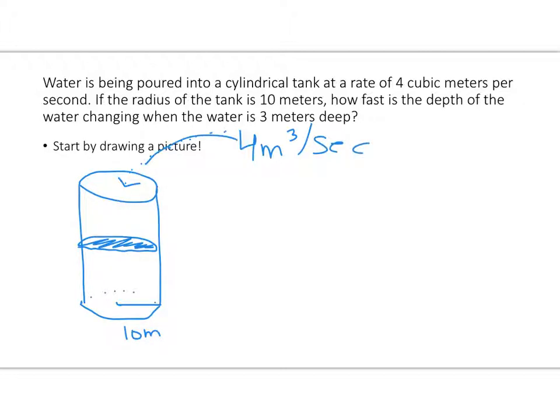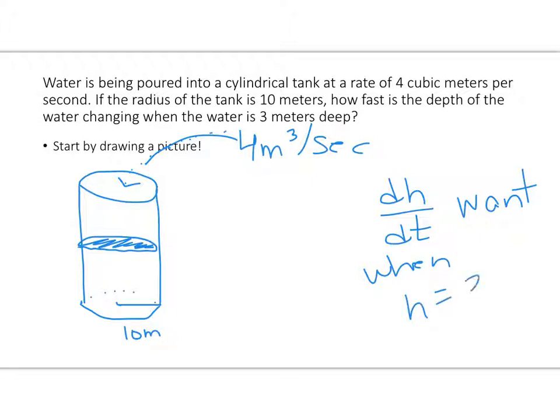It said the radius was 10 meters. They want to know how fast is the water changing, so the height, so the change in height with respect to time, dh/dt is what I want. How fast is that changing when specifically the height is 3? Okay, so we've got to figure this out.